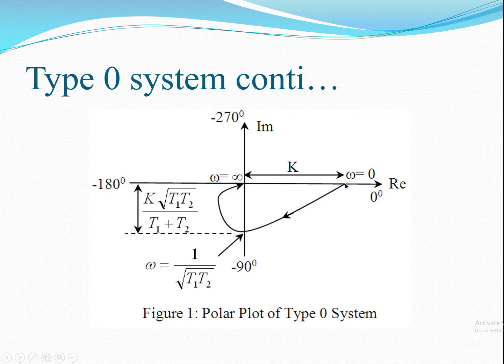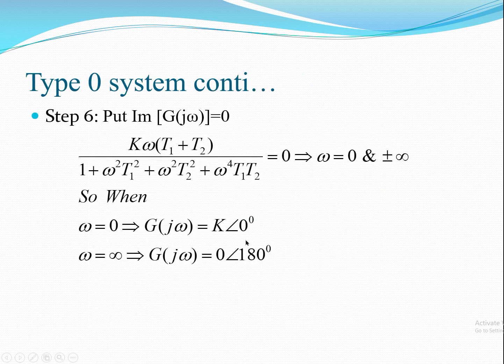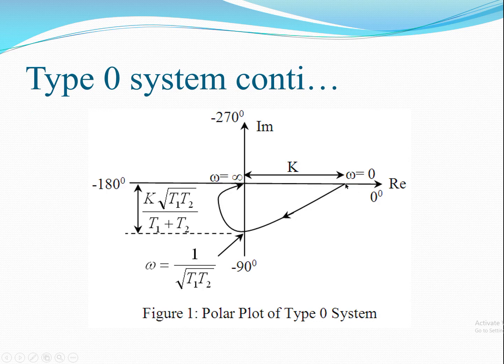So that we have already done. It will touch the real axis at omega equal to 0, where the magnitude is k and the phase angle is 0. It will touch the real axis at omega equal to infinity, where the magnitude is 0 and the phase angle is minus 180 degrees. So it will start from over here.